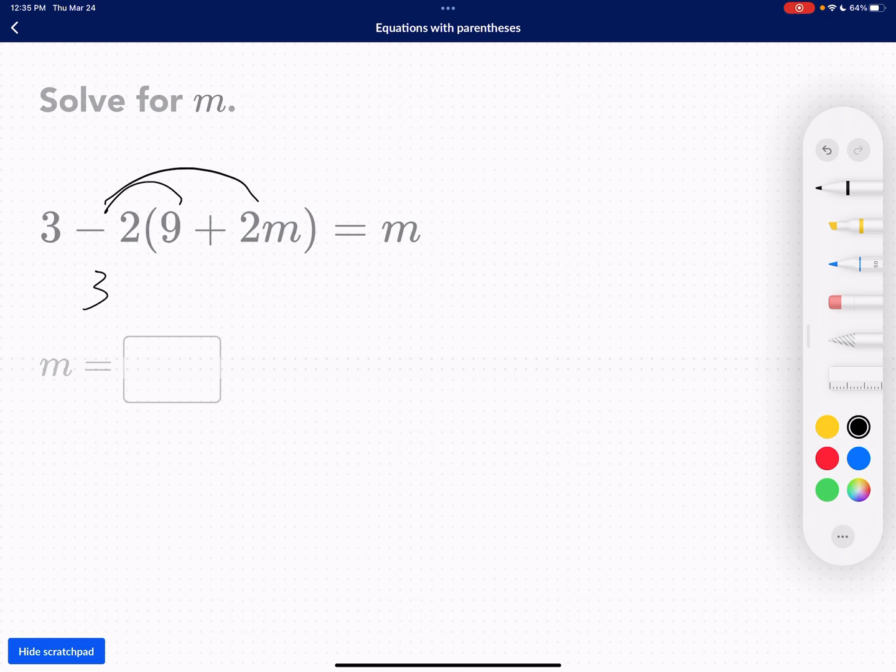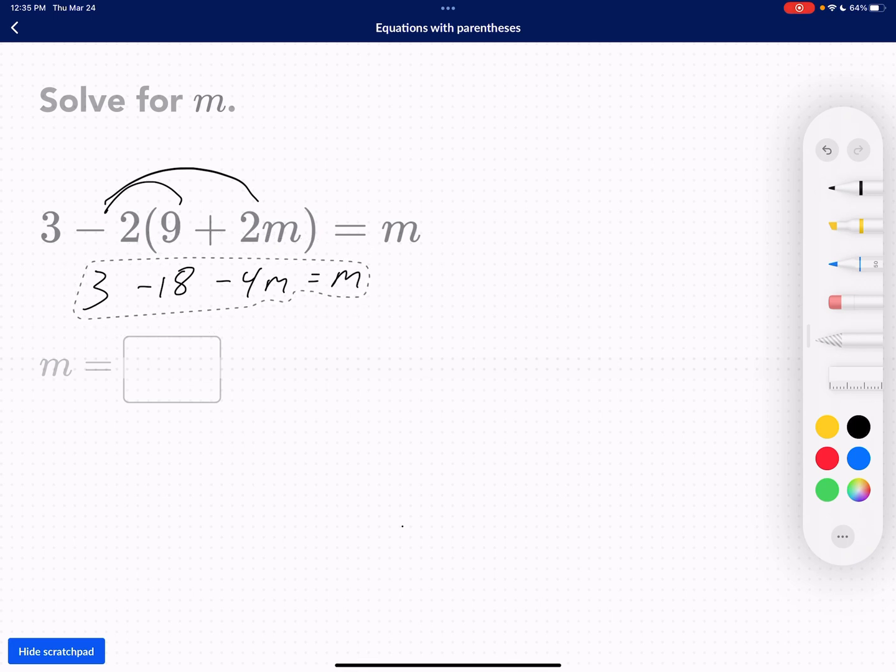That 3 is unaffected. It is separated by plus or minus. So it's a completely different operation in between the 3 and that other group of stuff. So when I distribute that -2 onto the 9, I get -18. And the -2 onto the 2m is -4m. On the right side, I just have m.